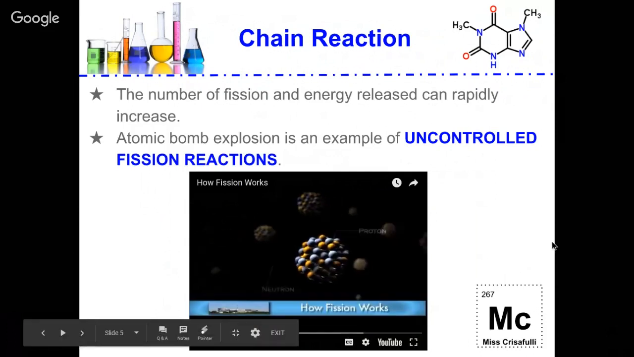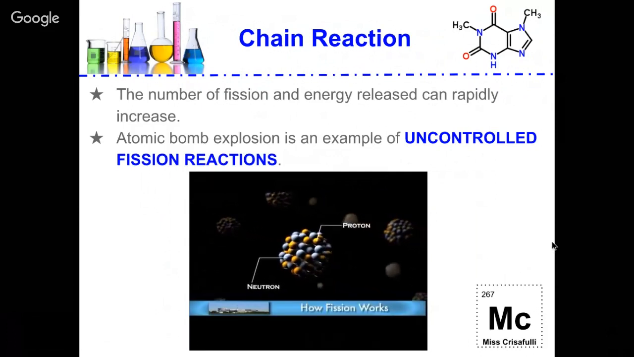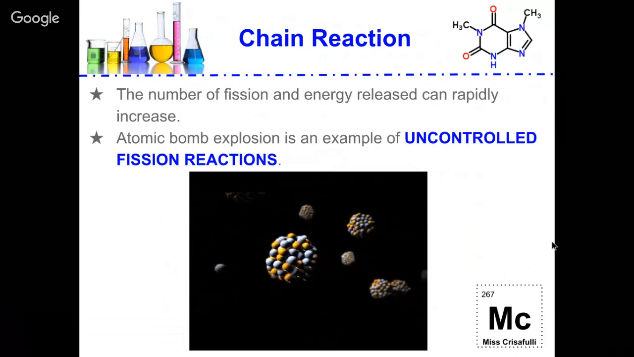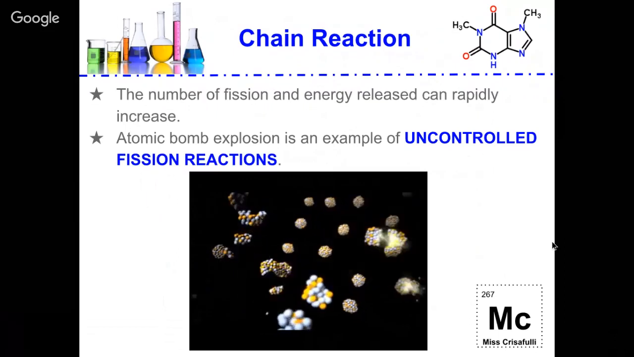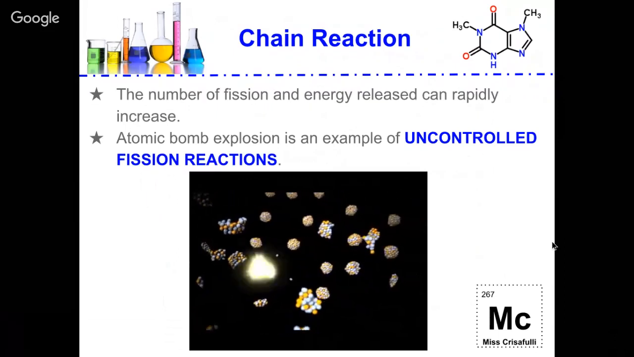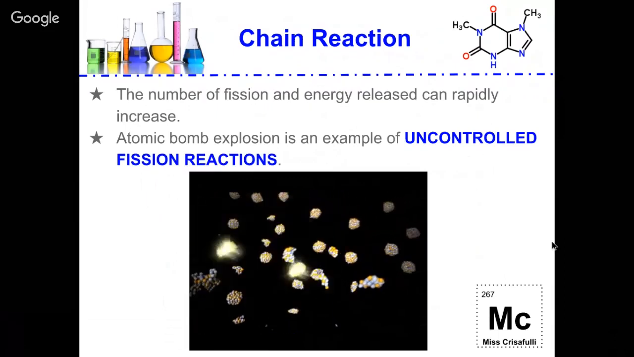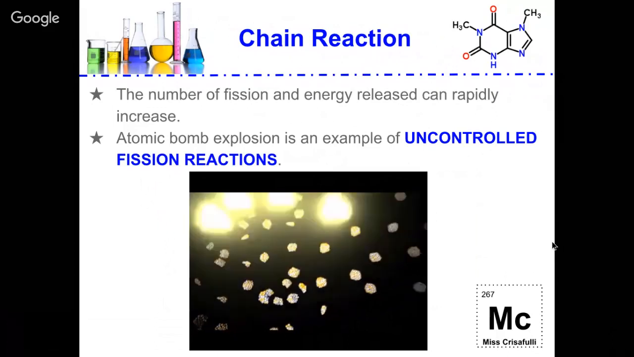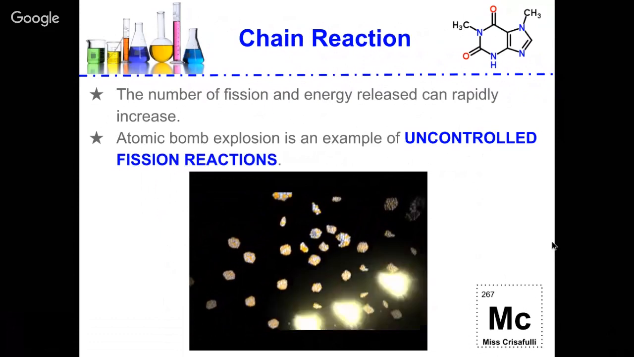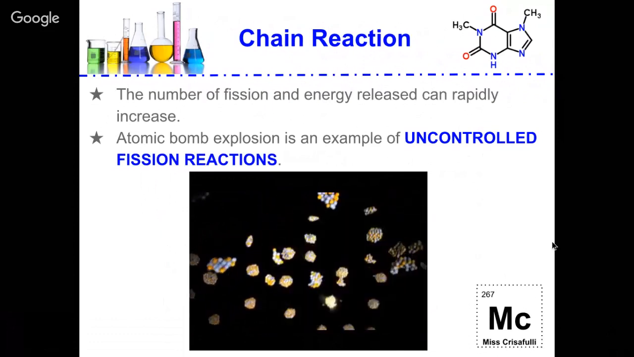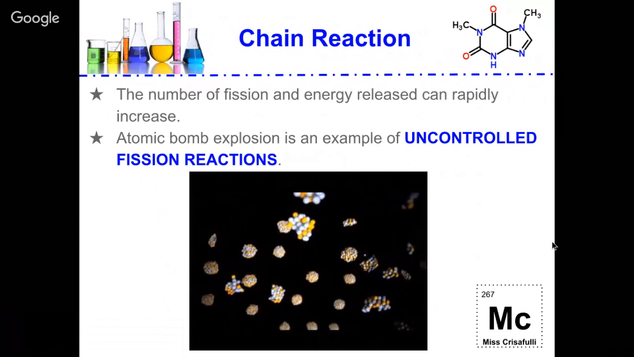So let's watch this video. Fission occurs when a neutron is absorbed by the nucleus of a uranium-235 atom. The extra neutron causes the atom to become unstable and divide into two or more smaller units called fission products. This process generates heat and more neutrons. Uranium atoms nearby then absorb the extra neutrons and undergo fission, which sustains the reaction.